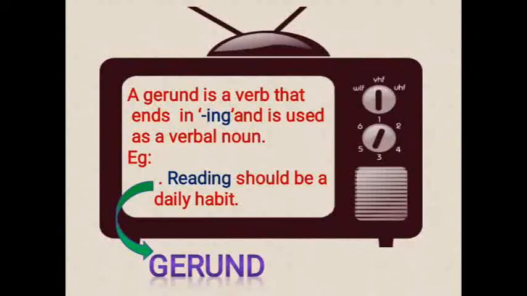So now let's first understand the first category of non-finite verbs, that is gerunds. A gerund is a verb that ends in ing and is used as a verbal noun. Generally we add ing to verbs to form the continuous tenses, either present continuous or past continuous. But when this ing form is added to a verb and it acts as a noun, then it's called a gerund. Let's look at this example.